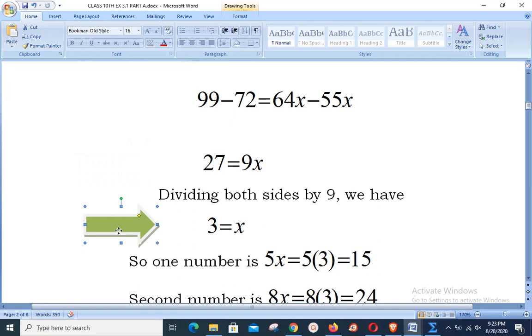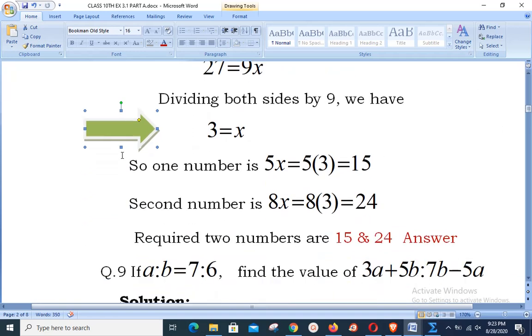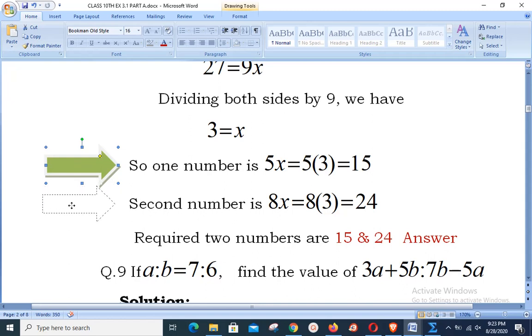Using this value of x in our supposed values from the very first step, the first number was 5x, which is equal to 5 into 3, that becomes 15, and the second number, that was 8x, now becomes 8 into 3 is equal to 24. Hence our required numbers are 15 and 24.